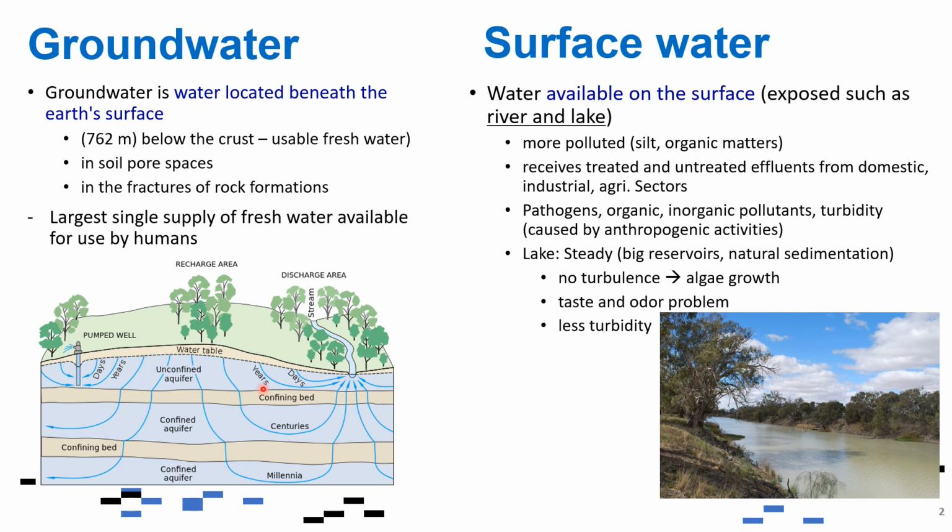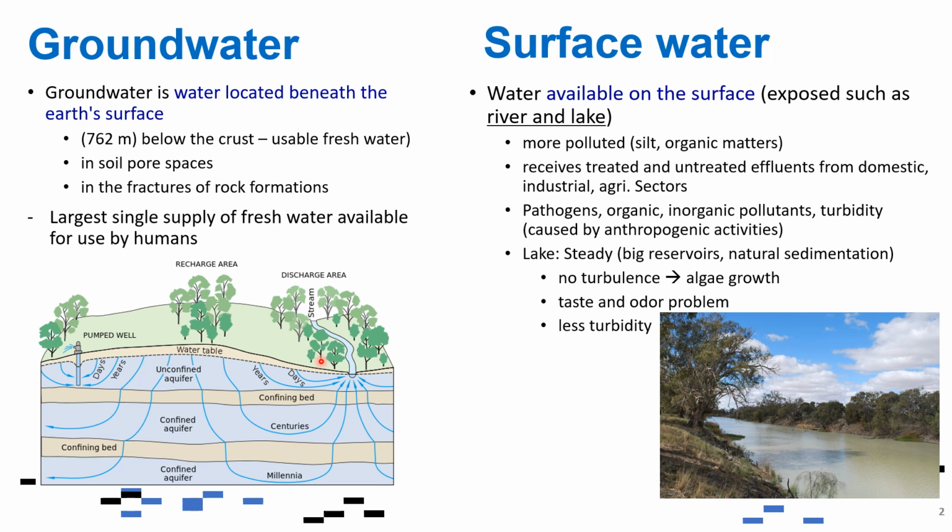So looking at this type of water, it means there will be a lot of soil on top of the water table, and the soil usually below the crust, around 762 meters, holds usable fresh water, and it seeps and penetrates in soil pore spaces and the fractures of rock formations as well. And it is the largest single supply of fresh water available for use by human beings.